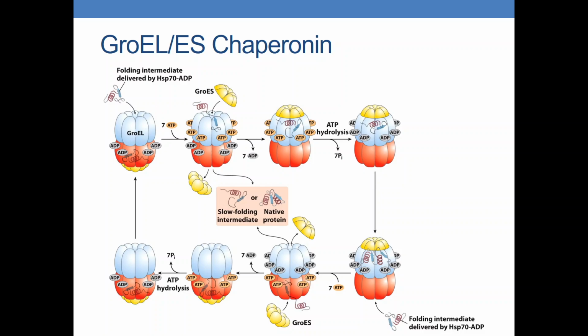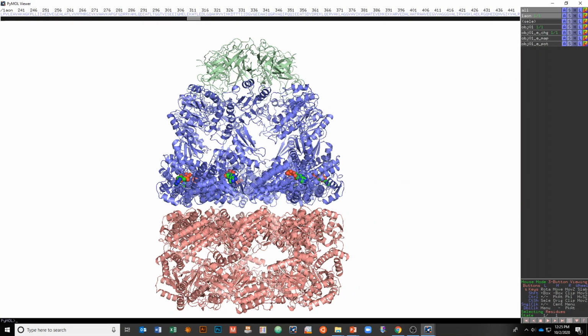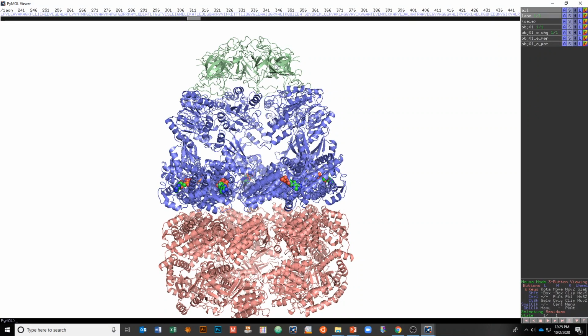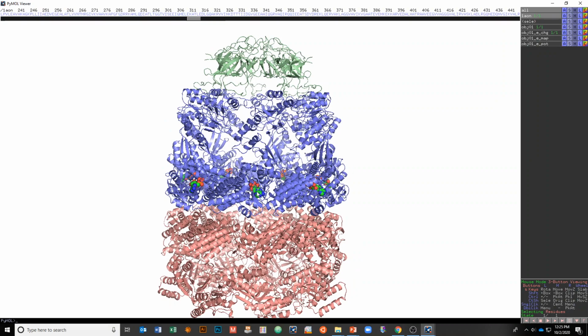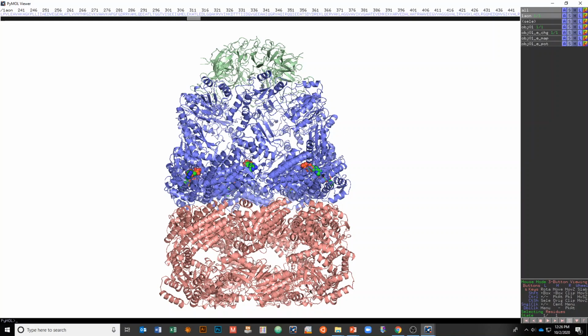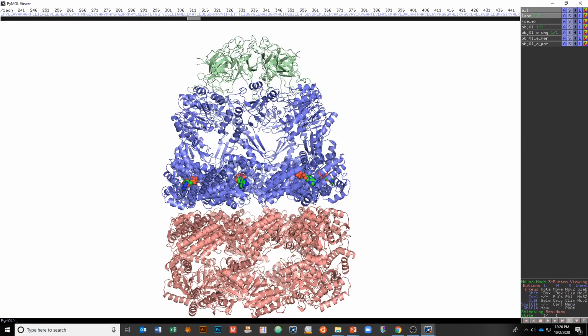Okay, so before I go any further, I wanted to actually show you what this looks like. So I pulled up the structure for the GROES complex. Here you have the GROES cap up here and the cis GROEL ring here, and you'll see that nucleotide is actually bound. There are actually 7 nucleotides. In this case, this is ADP, but could just as easily be ATP. 7 nucleotides bound in that cis ring. And then on the bottom, you have the trans ring. And here, no nucleotide is bound.